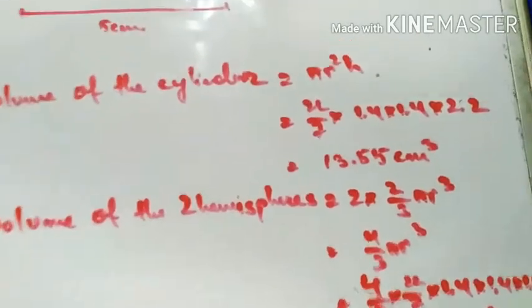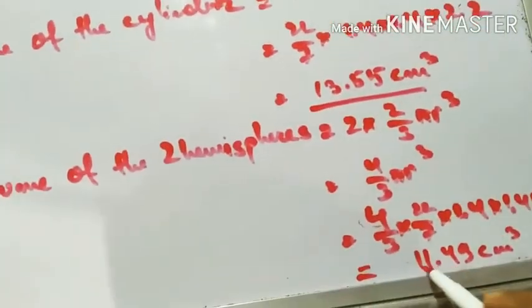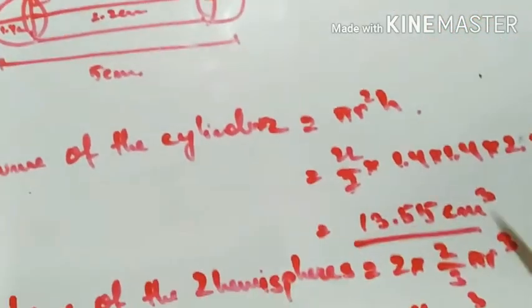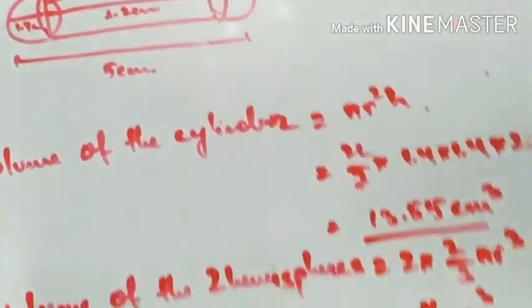Finished. The volume of the cylinder we got, and the volume of the two hemispheres we got. The volume of the cylinder is 13.55 and of the hemispheres 11.49.